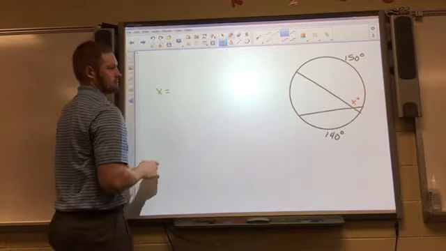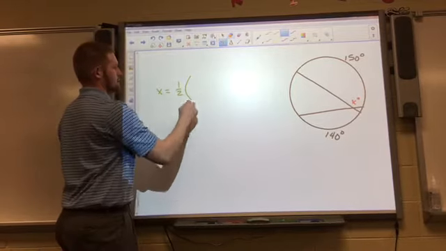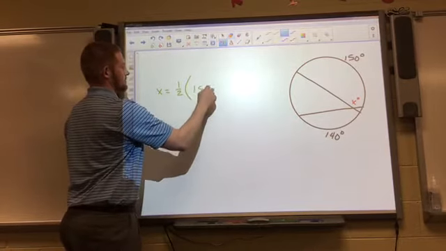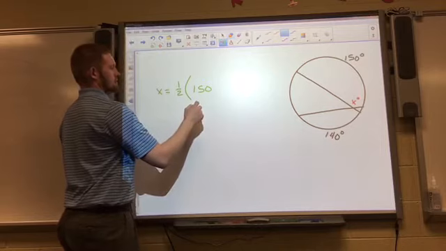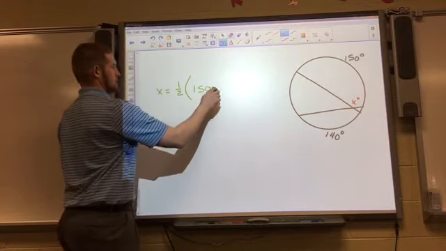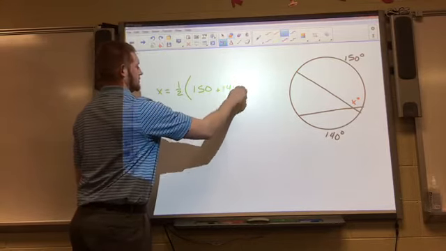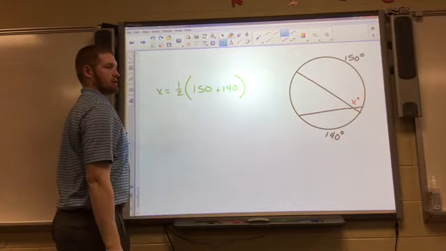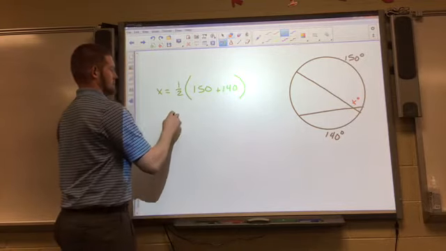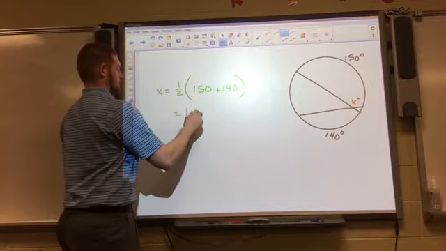X equals 1/2 150, careful, plus 140. 150 plus 140 is? What's half of 290? 145.